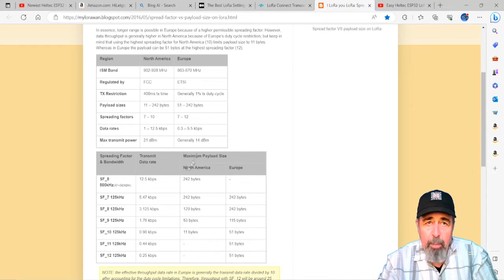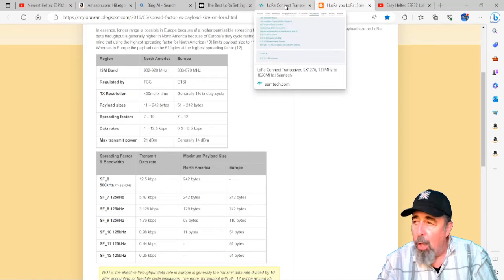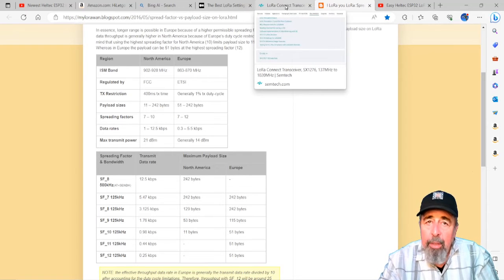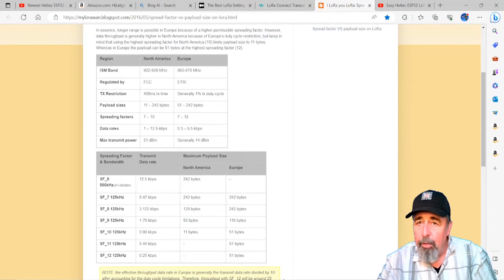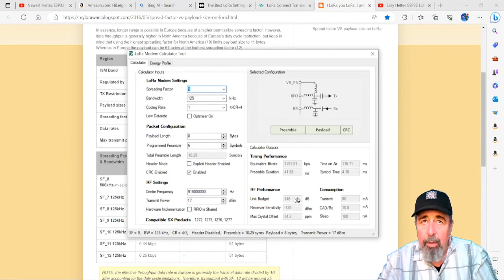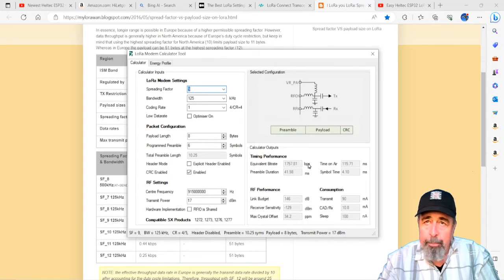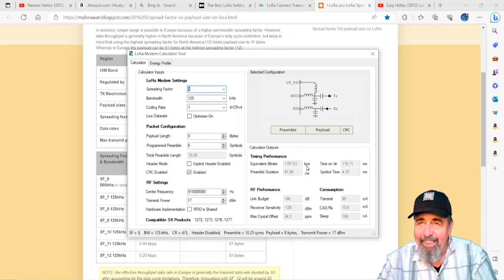Let's look at what spread factor 9, 53 byte packet and 1.76 kbps. So if we're just sending a very small message, I think we should be able to fit it within 53 bytes, and it's going to significantly improve. Let's go back. Yes, we're up to 146, and let's change our coding rate. Now watch what happens with coding rate. So equivalent bit rate right now is 1757 bits per second, and the time on air is 115 milliseconds.